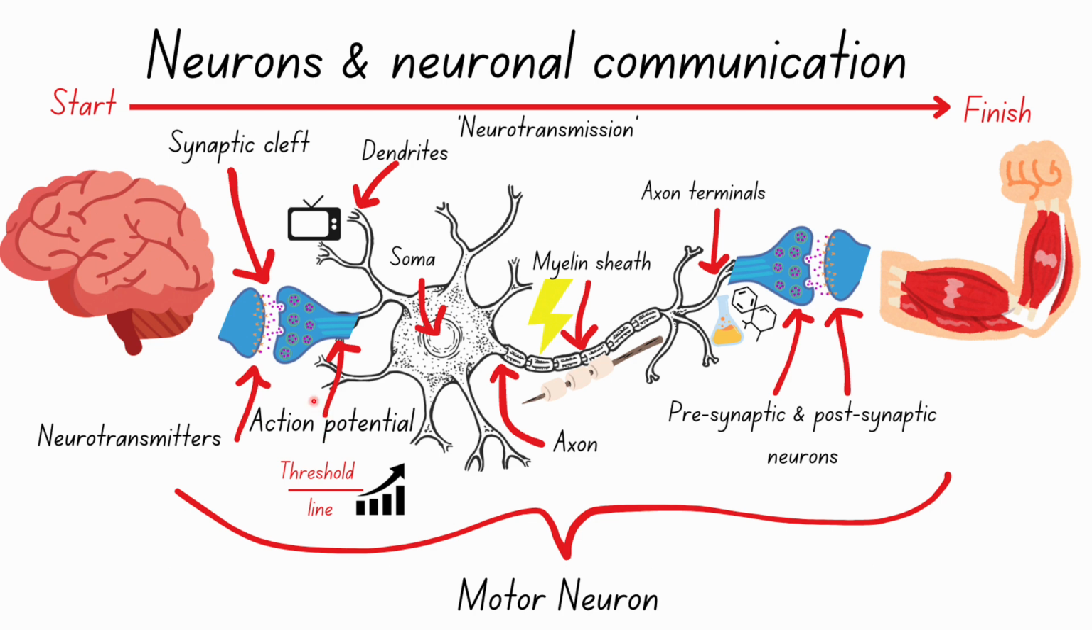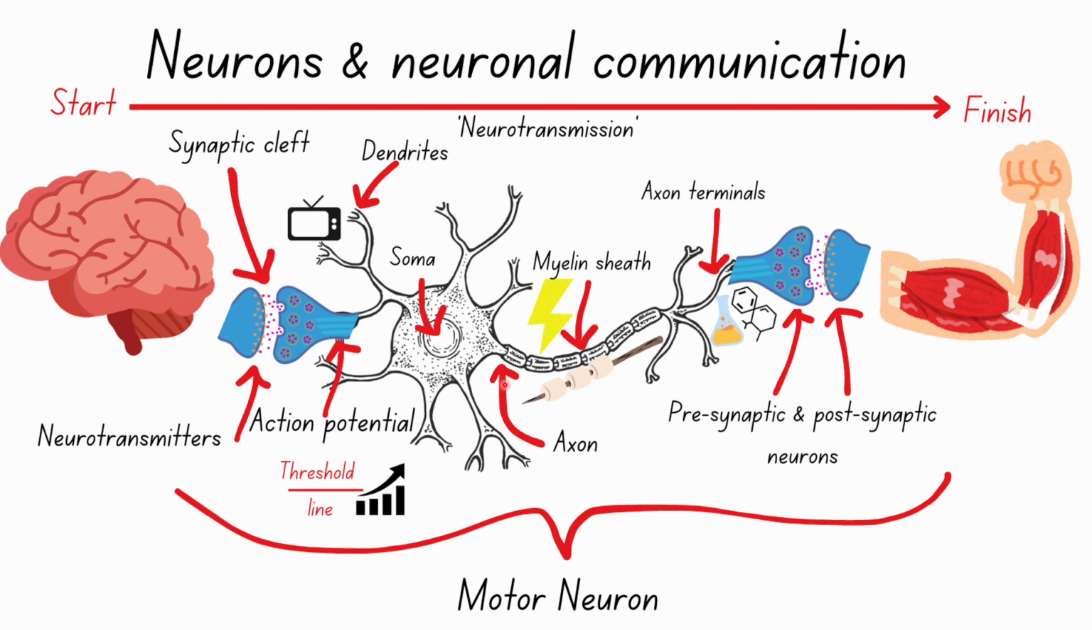An action potential is when the soma receives enough stimulation to pass the message on as an electrical signal first, which is why I've put a lightning strike here to remind me that the message starts as an electrical signal.